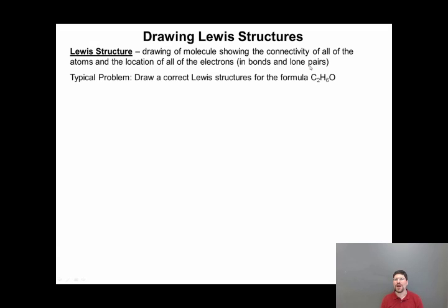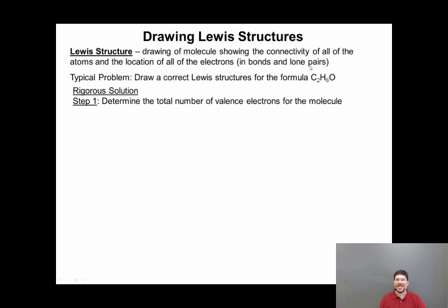Okay, so a typical problem that we would have to be able to solve is, given a molecular formula, to be able to draw a correct Lewis structure for that formula. And we're going to start with a very simple example molecule with the formula C2H6O.